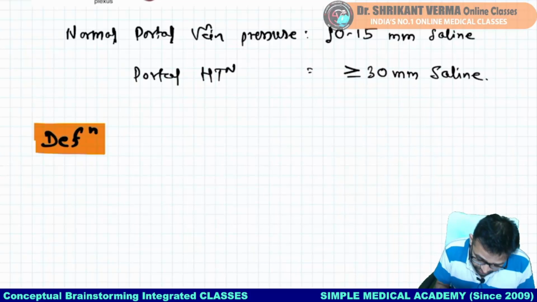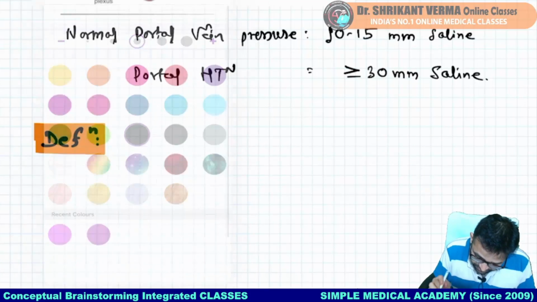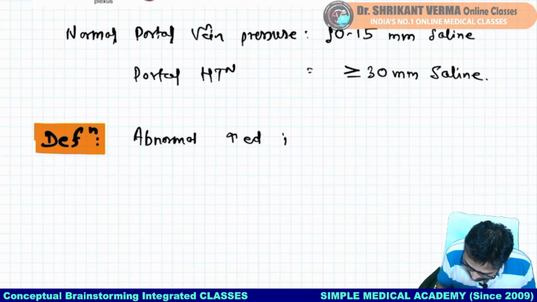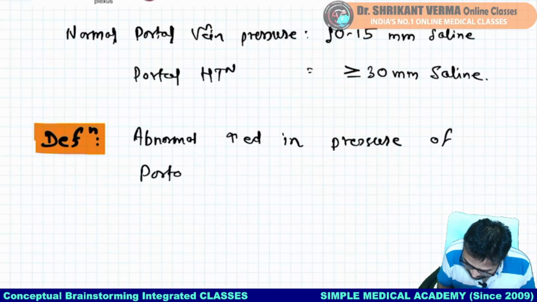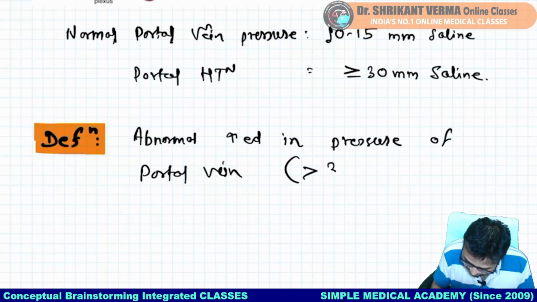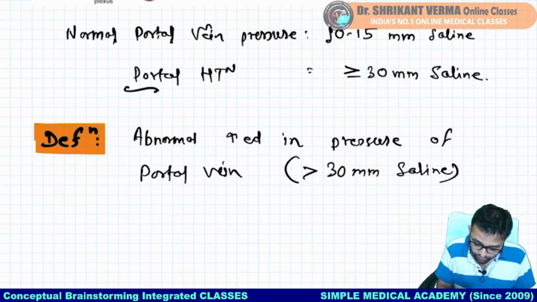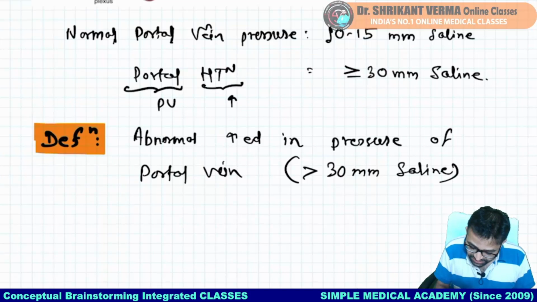What is the definition? Try to understand. This is an abnormal increase in pressure of the portal vein, exceeding more than 30 mm of saline. Okay, so portal indicates the portal vein, and hypertension indicates increased blood pressure.